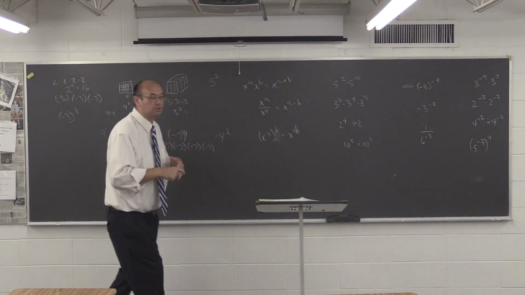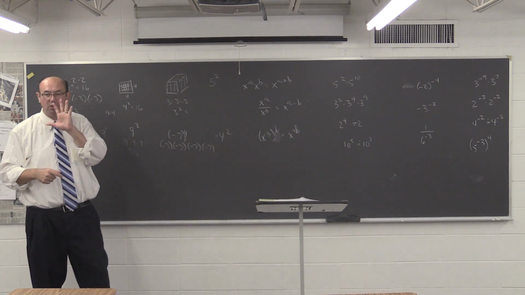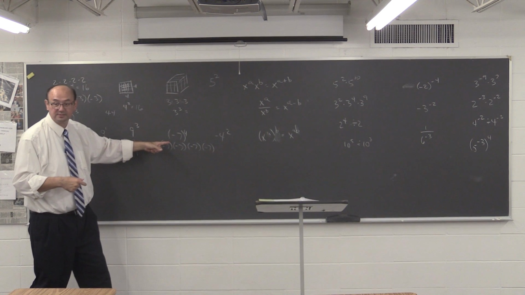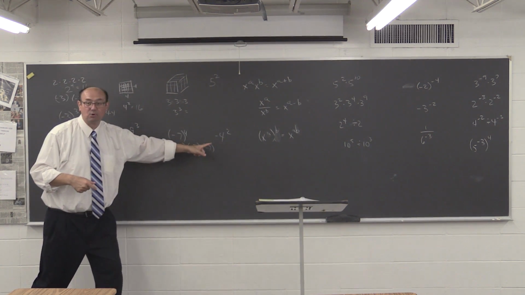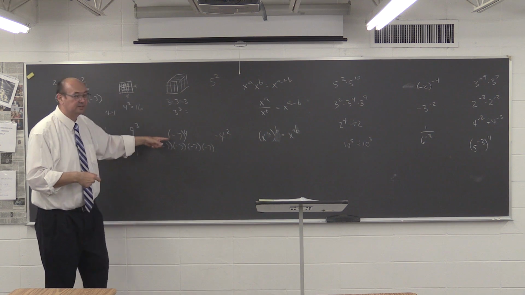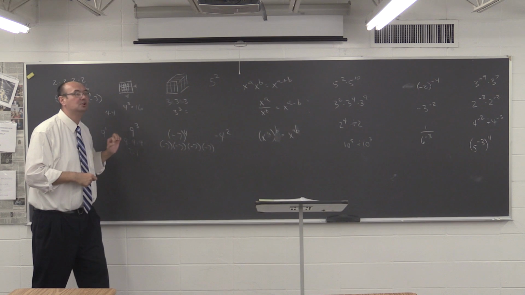Letter C, take a look at this. This is part of our thing. -4 squared. Okay, now watch this. This is different than this. Because this doesn't have what? Parentheses. So you know what this means? This is, watch how I say it, -7 to the 4th.